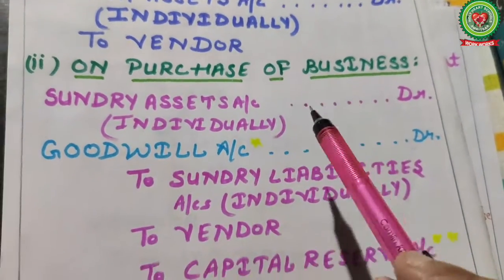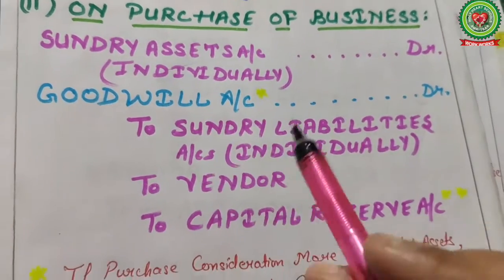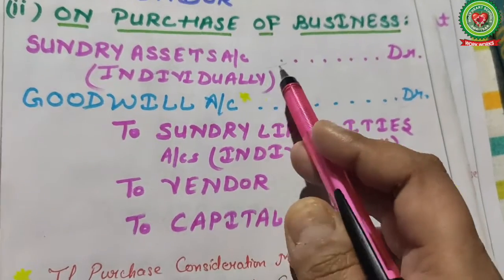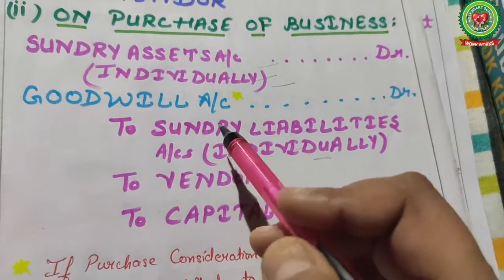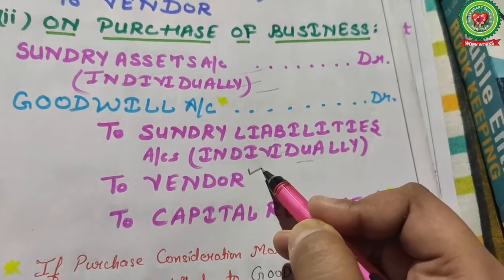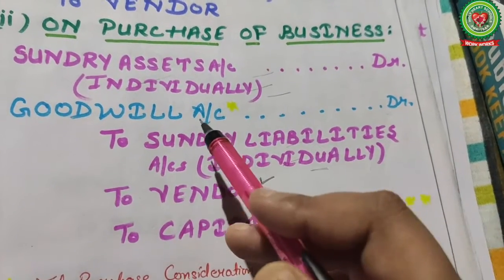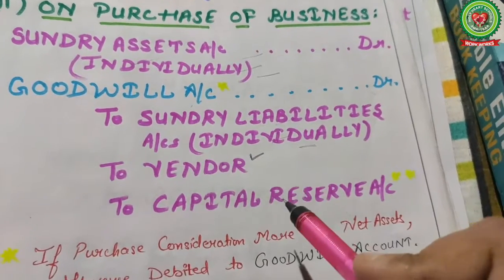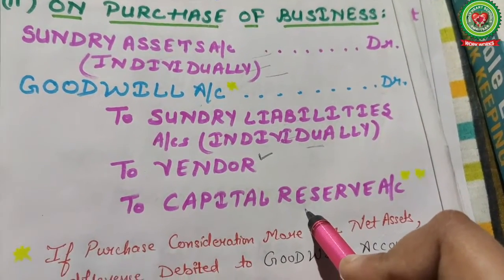Now on purchase of a business, first of all, debit all the assets and credit all the liabilities individually. Here also plant, land, building, etc. Here creditors, bills payable, etc. Now the main point here is to vendor, the person whose business you purchased. If your purchase consideration is more, goodwill account is debited. If your purchase consideration is less, capital reserve account.